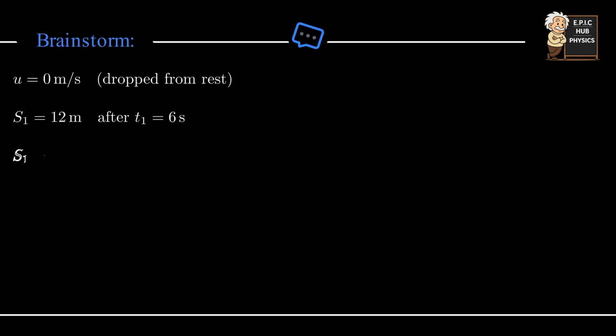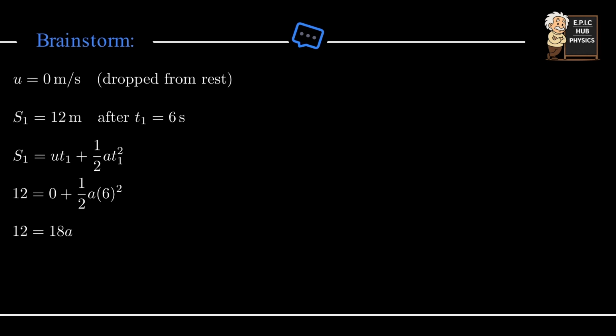Using the displacement equation, S equals ut plus 1/2 at squared, we substitute the known values. The displacement is 12 meters, the initial velocity is 0, and the time is 6 seconds, so the equation becomes 12 equals 0 plus 1/2 multiplied by a multiplied by 6 squared. Next, we simplify the expression. 6 squared is 36. Half multiplied by 36 gives 18. So the equation becomes 12 equals 18a.